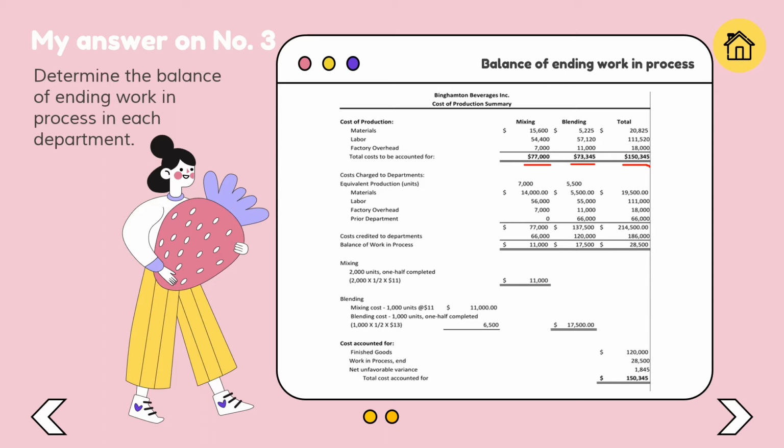The mixing department has 2,000 units and 1/2 of it is completed. So, 2,000 times 1/2 times $11, which is the standard cost of the mixing department, is equal to $11,000. Meanwhile, in the blending department, there are 1,000 units and 1/2 of it is completed.